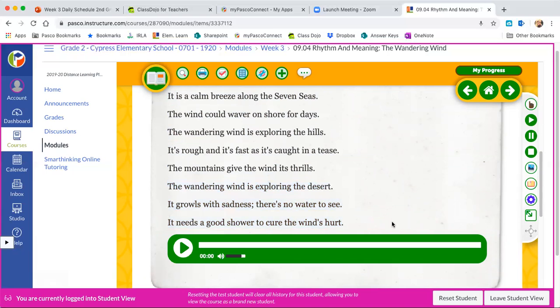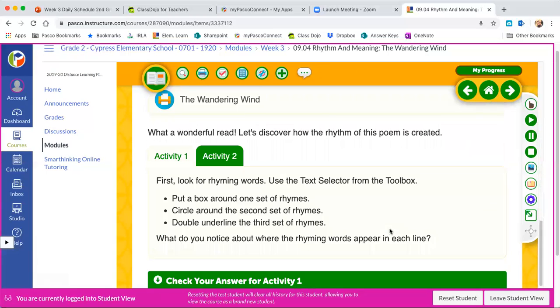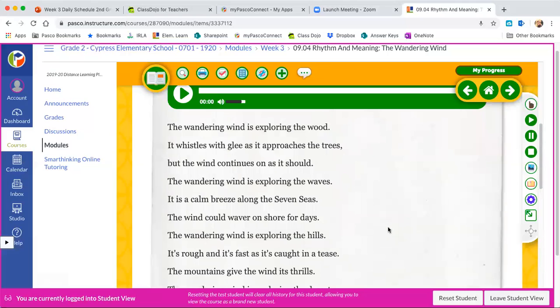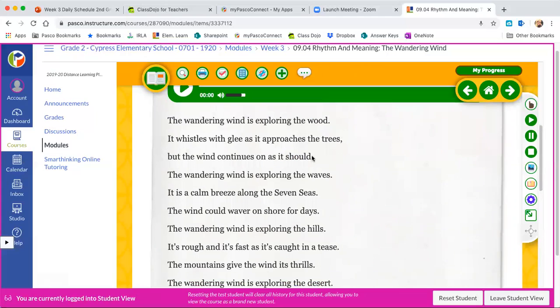Okay, so did you hear words that rhymed, and did you see alliteration? The wandering wind is exploring the wood, but the wind continues on as it should. That's right. Would and should are the rhyming pair.